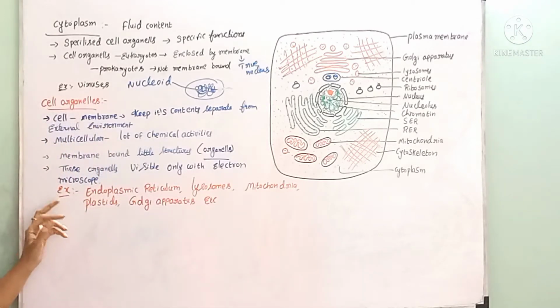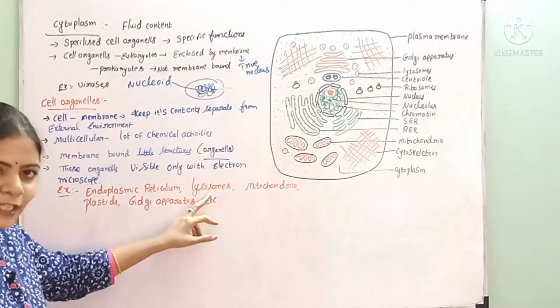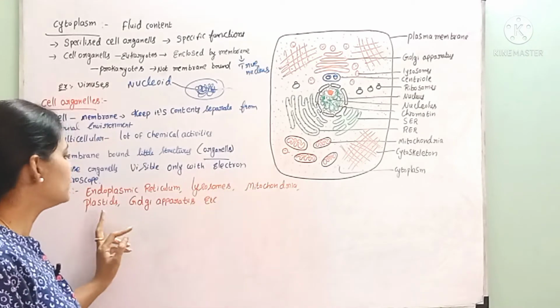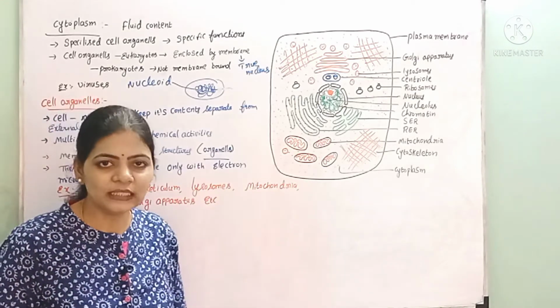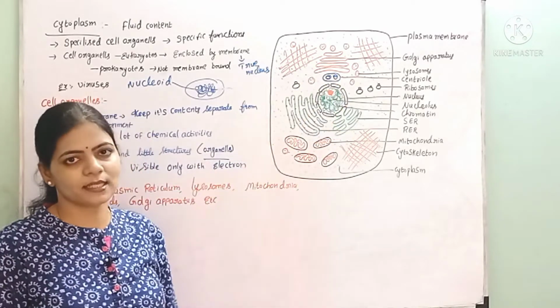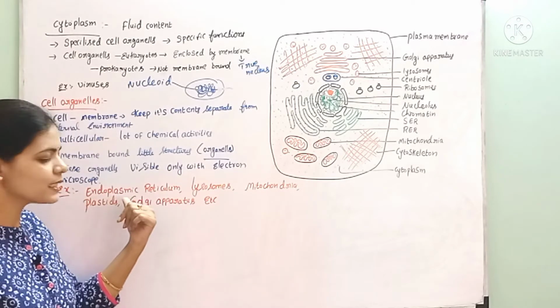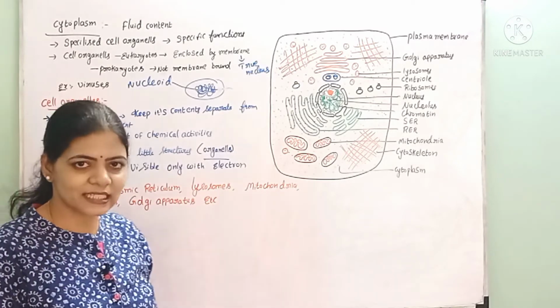And so what are the examples of these cell organelles? There are several examples, like endoplasmic reticulum, lysosomes, mitochondria, plastids, Golgi apparatus. All these are the different kinds of cell organelles present within the cell. Now, in this video, we are going to study these cell organelles one by one in detail.